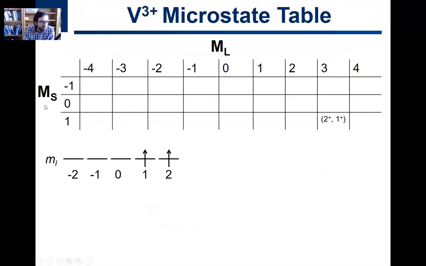Okay. So what we're going to do in the next video is derive all 45 microstates. We know there's 45 from that factorial formula that we went over.